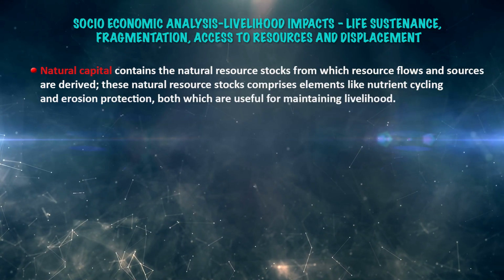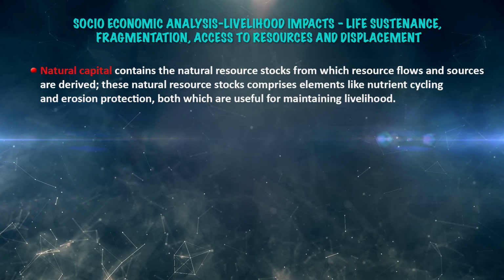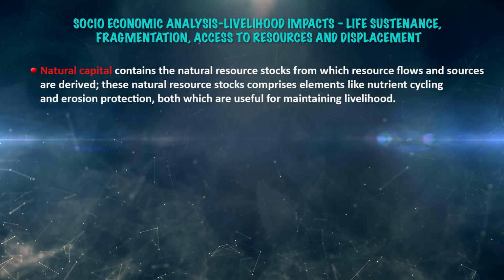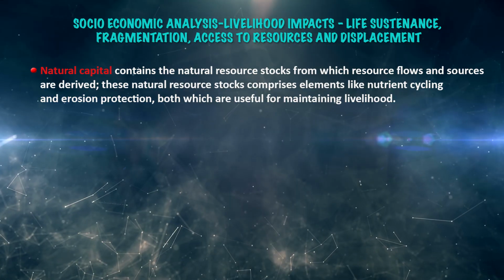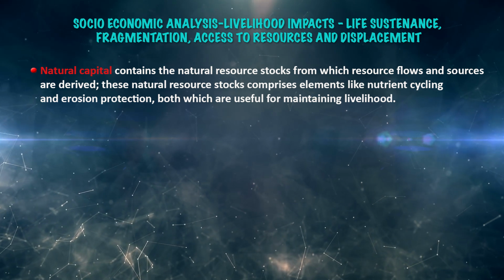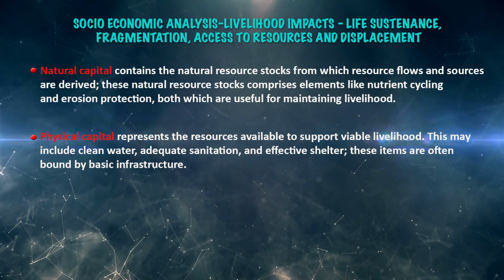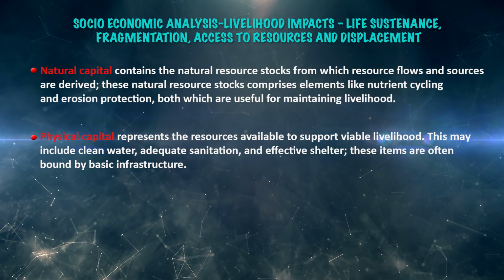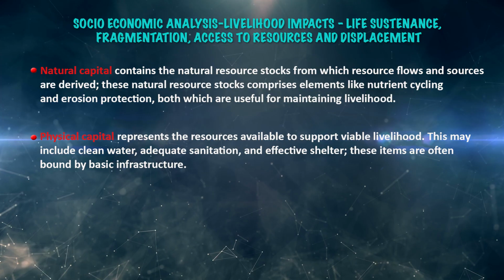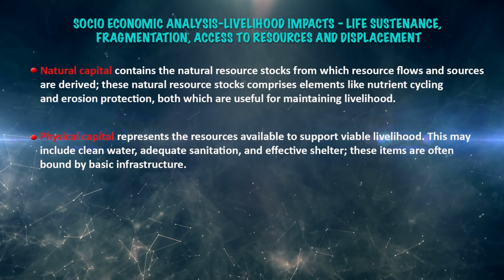Natural capital contains the natural resource stocks from which resource flows and services are derived. These natural resource stocks comprise elements like nutrient cycling and erosion protection, both of which are useful for maintaining livelihood. Physical capital represents the resources which are available to support a viable livelihood. This may include clean water, adequate sanitation, and effective shelter. These items are normally and frequently bound by basic infrastructure.